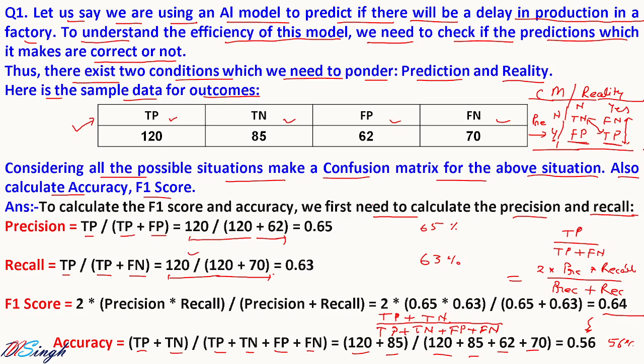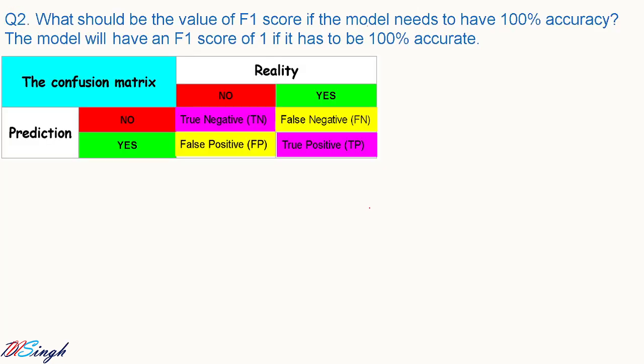Very simple question. If you just go through this video, I have two more examples like this. You will definitely be able to solve that question in the final board exam paper. Let us see the next question. Very good question. What should be the value of F1 score if the model needs to have 100% accuracy? If it is 100% accuracy, what is the value of F1 score?